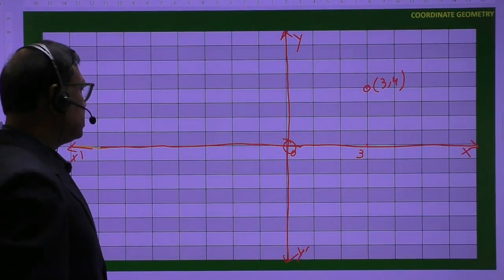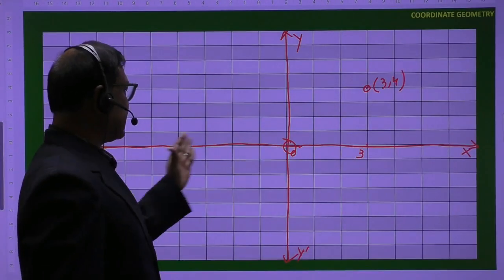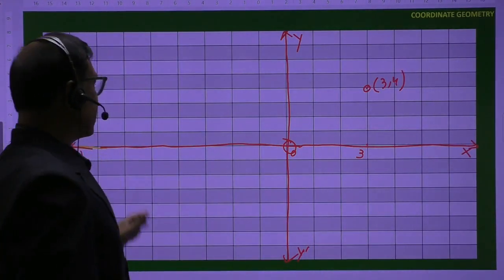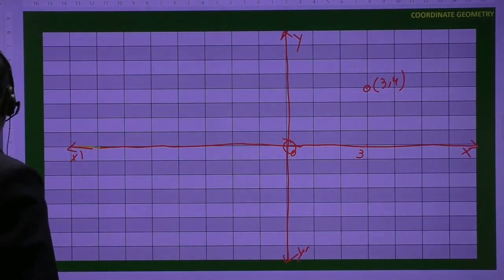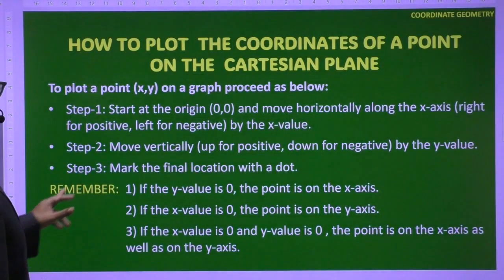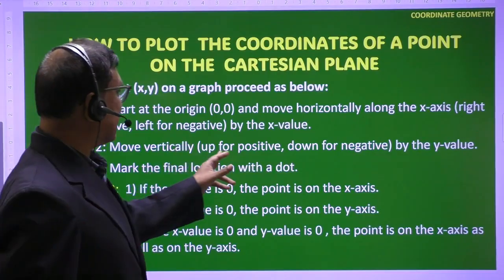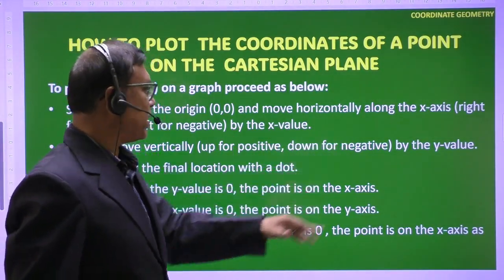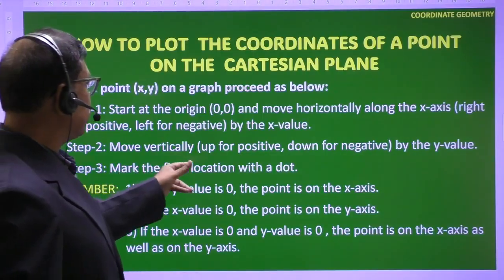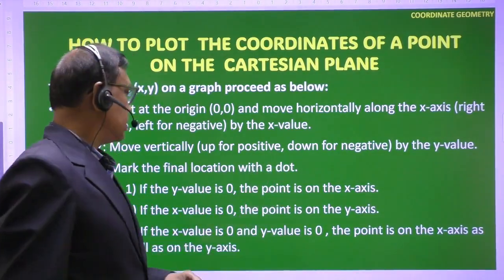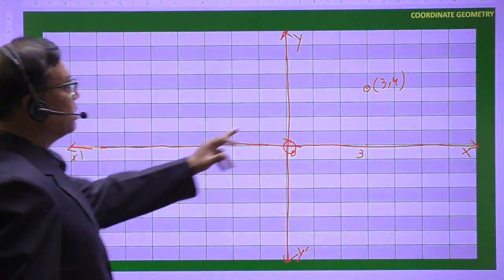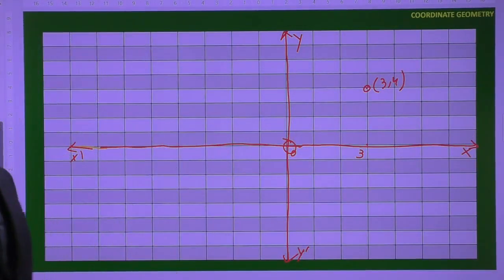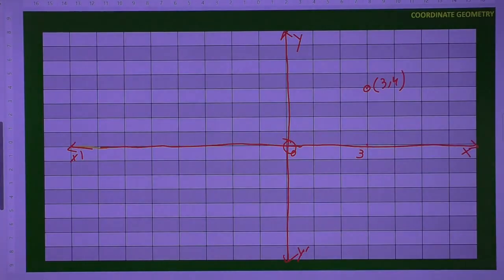Is it clear? But if x is negative, then we will move on the left side. Is it clear? So step 2, move vertically up for positive and down for negative by the y value, and mark the final location with a dot. So like this, say this is the dot, and this dot represents the coordinates of the point. Is it clear?